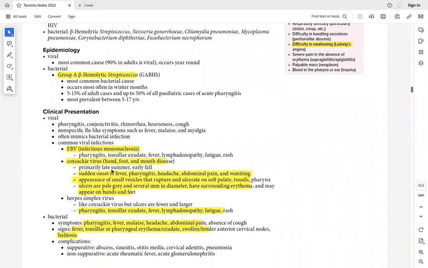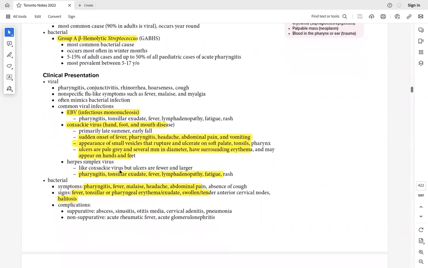So just the symptomatic treatment we are going to do. Increase the hydration. For herpes simplex virus, what are the features? Pharyngitis, tonsillar exudate, fever, lymphadenopathy, fatigue, and rash. So they may have pharyngitis, and the cause is HSV. Similarly, they will present with fever, lymphadenopathy, and with symptomatic treatment they will get better. Or if we want, we give acyclovir, but not for this pharyngitis.